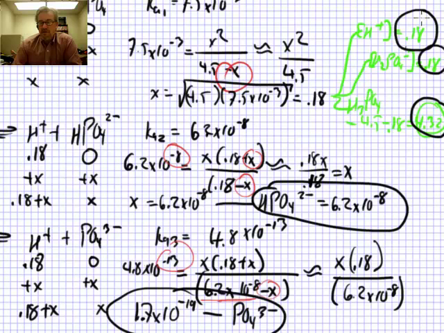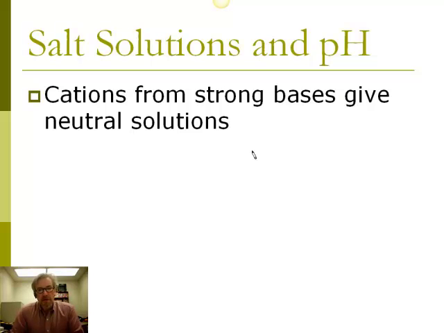The next thing we're going to talk about is the potential pH effects of salt solutions. Solutions of salts, of course, have cations and anions, and what we have to do is think about what is the effect of the cation and what is the effect of the anion, and then put them together to determine if there's going to be a pH effect from that individual salt solution.